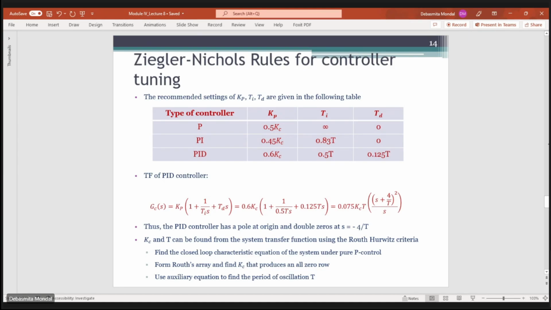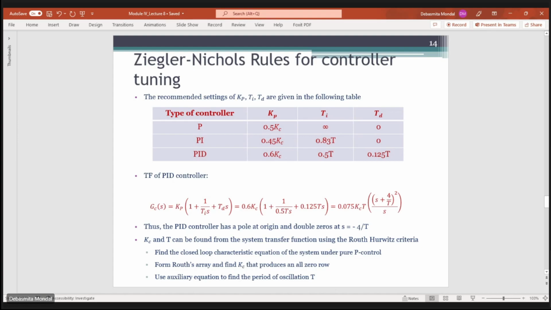Here you see that this PID controller has a pole at the origin because of this S, and it has double zeros at S equals -4 by T. So this is the property of the PID controller.